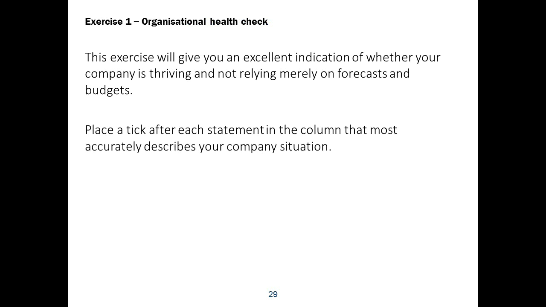To conclude this first module, we include the following exercise for you to complete. This exercise will give you an excellent indication of whether your company is thriving and not relying merely on forecasts and budgets. Please place a tick after each statement in the column that most accurately describes your company situation. On completion, please use the quantitative evaluation method that we have shown in the last slide.